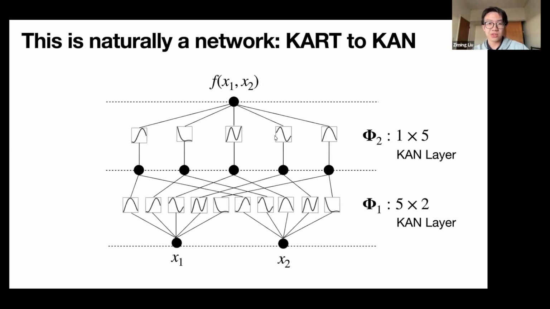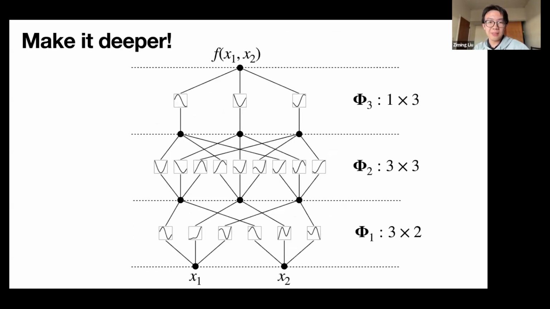So this Kolmogorov-Arnold representation is basically a 2-layer KAN. Each KAN layer is something like this, as I draw here. The first KAN layer has 2 inputs and 5 outputs, and the second KAN layer has 5 inputs and 1 output. So once we have the notion of a KAN layer, it's easy to make it deeper by simply stacking more KAN layers.